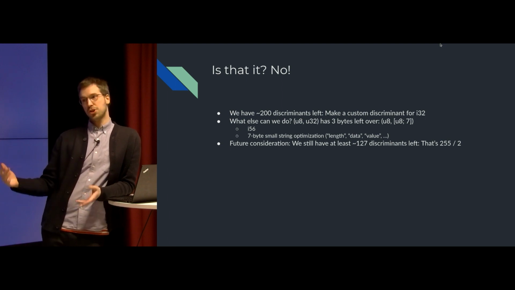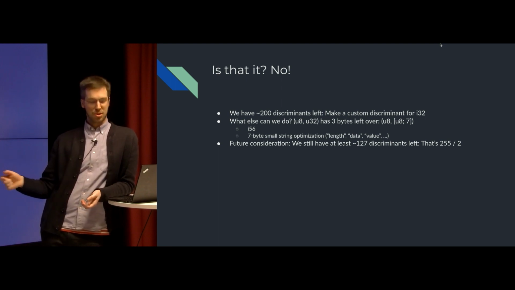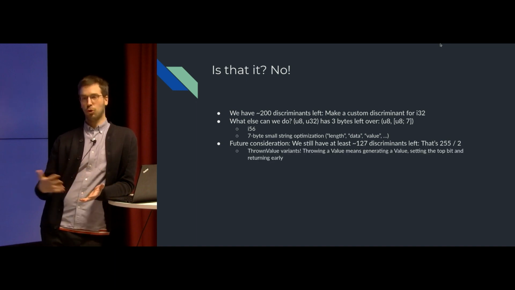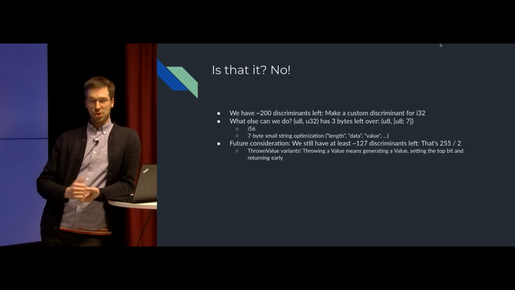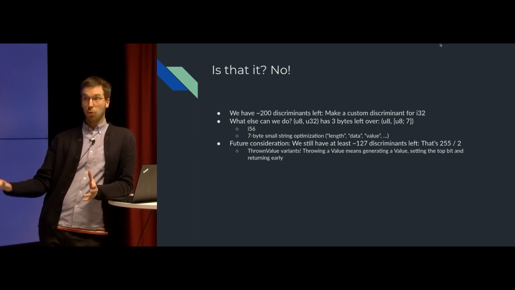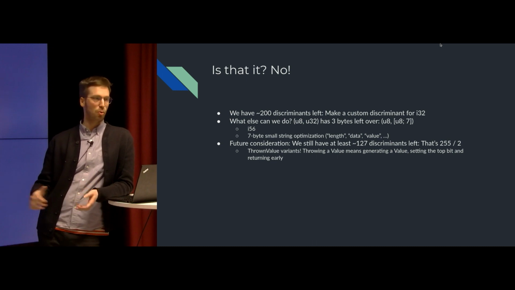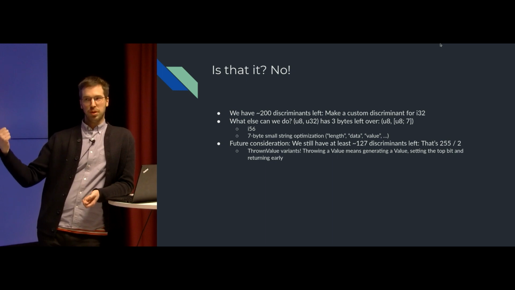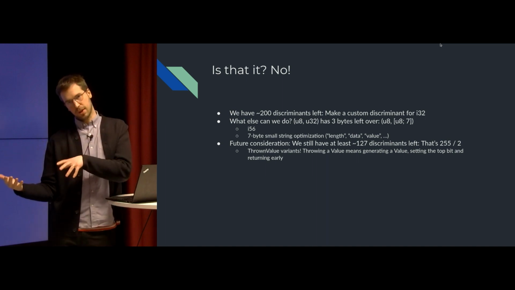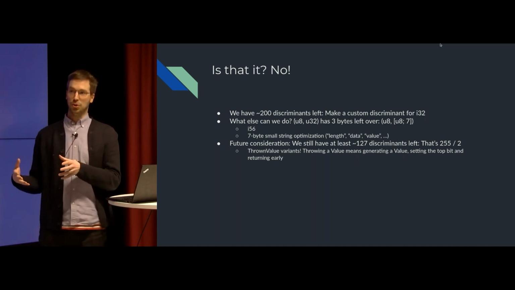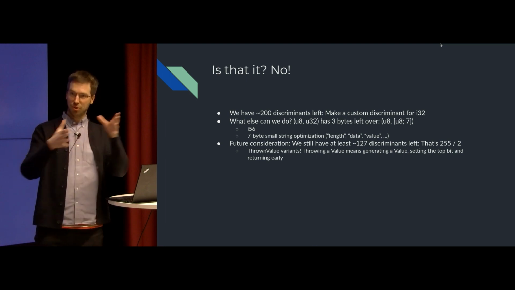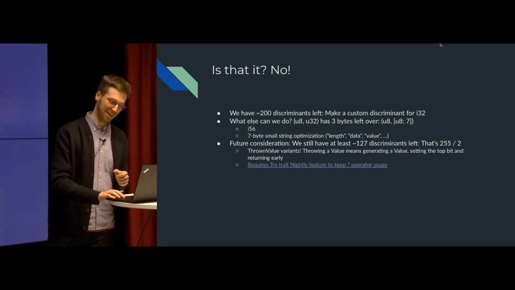So what if we just make sure we're never using the top bit of our discriminant, and we create thrown value variants? In JavaScript, when you throw a value, you can throw any value. It's not that you need to throw an error. You can throw an undefined, you can throw a null, you can throw whatever. So if we make sure that we're never using the top bit of our representation value, we can essentially turn throwing a value into just setting its top bit and then returning it. That's kind of lovely. I like that a lot.